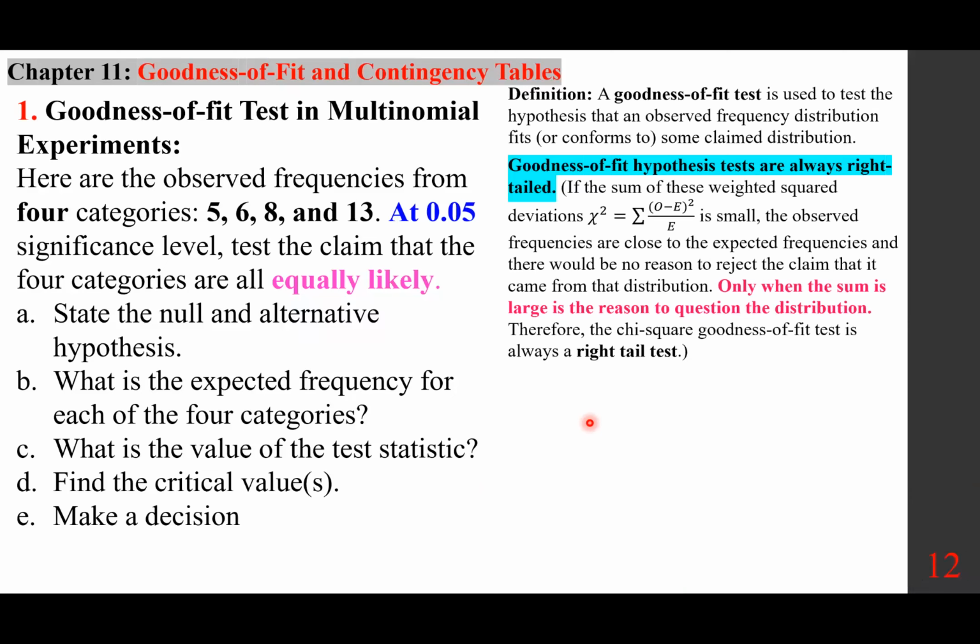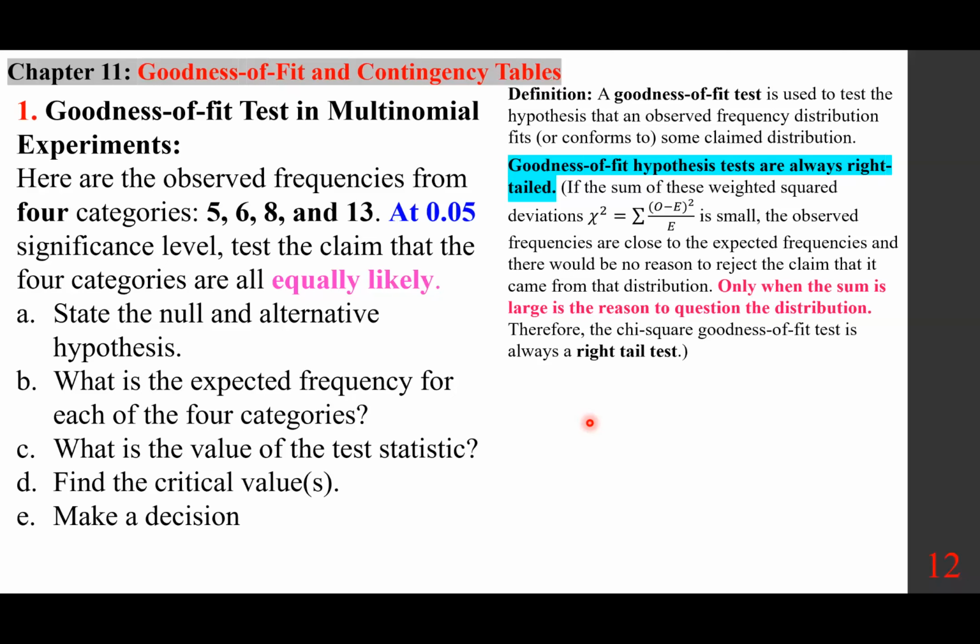Goodness of fit hypothesis tests are always right-tailed. If the sum of these weighted square deviations, chi-squared equals summation of (O minus E) squared over E, is small, the observed frequencies are close to the expected frequencies, and there would be no reason to reject the claim that it came from that distribution. Only when the sum is large is there reason to question the distribution. Therefore, the chi-squared goodness of fit test is always a right-tailed test.